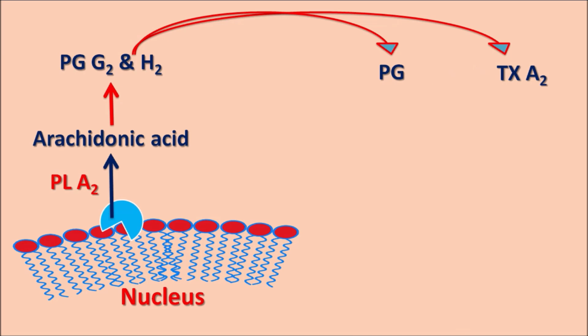And here, these two steps are mediated by one enzyme, the COX enzyme, cyclooxygenase. The cyclooxygenase enzyme converts the arachidonic acid into the cyclic endoperoxides like PGG2 and PGH2, and the further conversion into the prostaglandins and thromboxane A2 is again mediated by the COX enzyme. This COX enzyme is having cyclooxygenase activity as well as peroxidase activity, by which it can produce the prostaglandins and thromboxane A2 from the arachidonic acid.